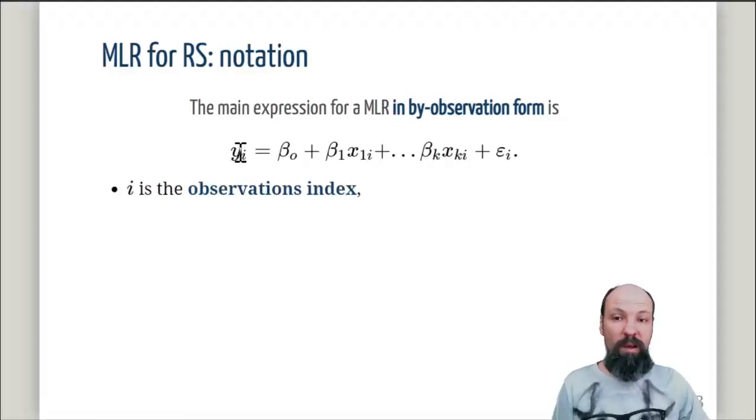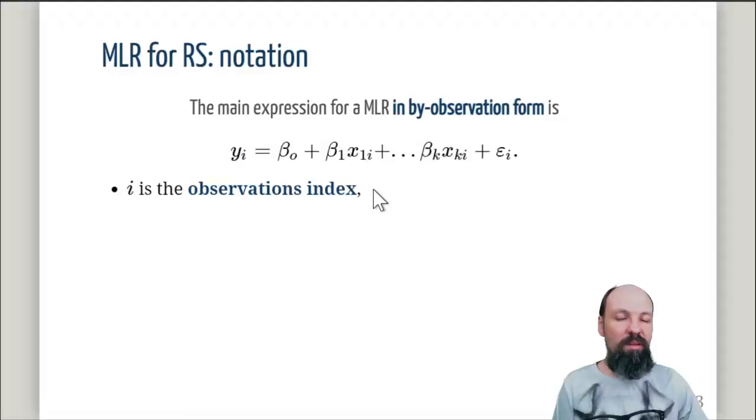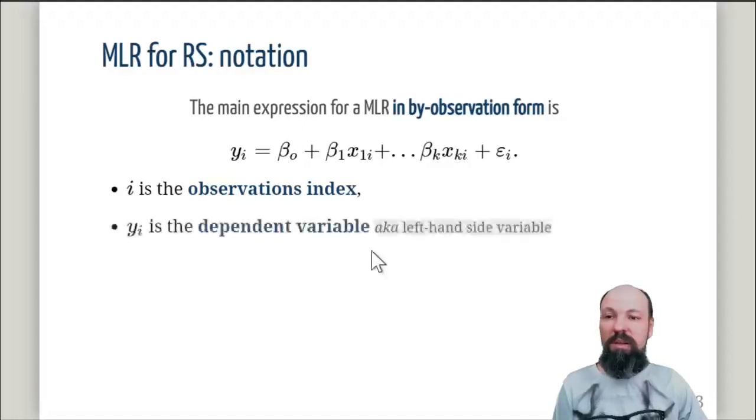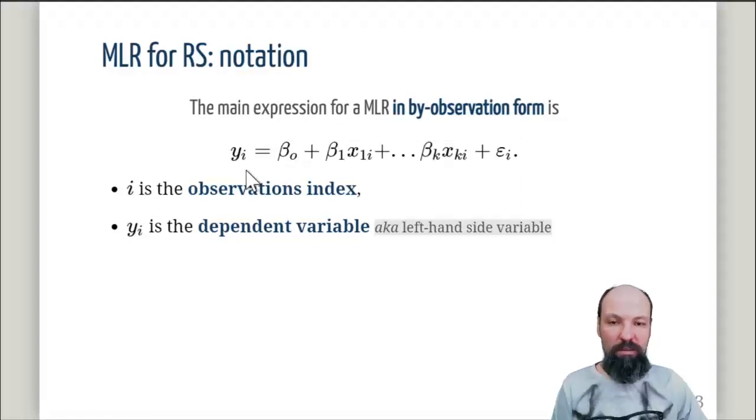Then by observation means that this one expression shows the regression expression for one observation, the i, which is the object index in case of cross-sectional regression or random sampling. This is the index of the object, or the number of the observation. Then y_i is the so-called dependent variable, or the variable of our main interest, the one to which we check the relation of other variables.